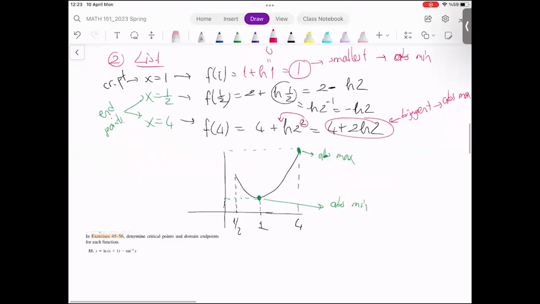We just concentrated over this interval. Right? We don't look at the whole graph. We just look at the portion of the graph that corresponds to this interval. So there is an absolute min, there is an absolute max. One of them is attained at the critical point. One of them is attained at the endpoint of the interval. Okay?